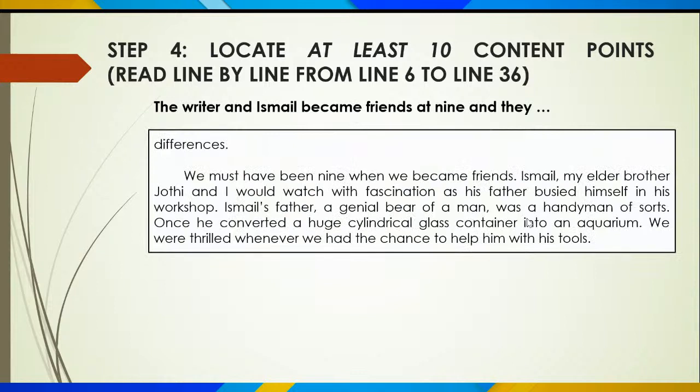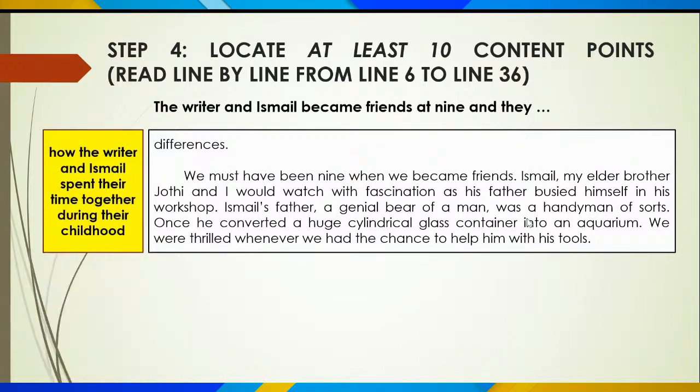Okay, so now I've taken all the paragraphs from line 6 to 36. Let's locate the content points together. Bear in mind, you have to always look back at the summary topic. Okay, the first step. How the writer and Ismail spend their time together during their childhood. So I have actually put a box there in yellow. So that is the summary topic. Always remind yourself, stick to the topic. Are you ready? Let's locate the content points together.